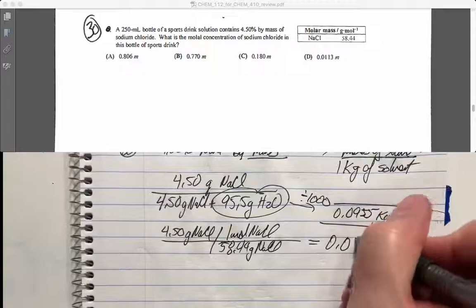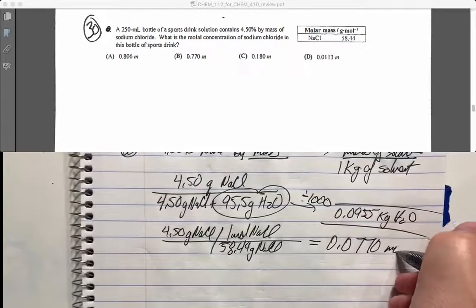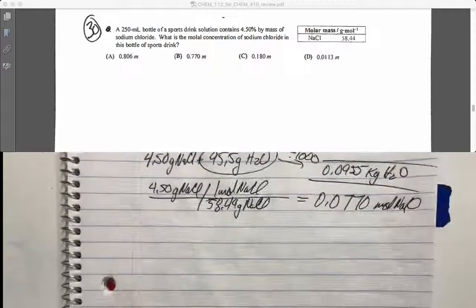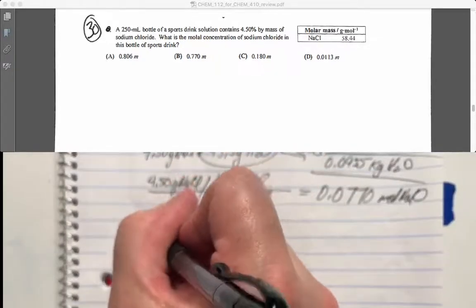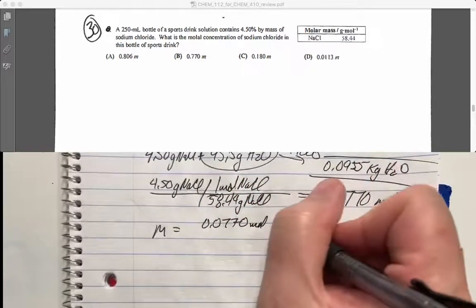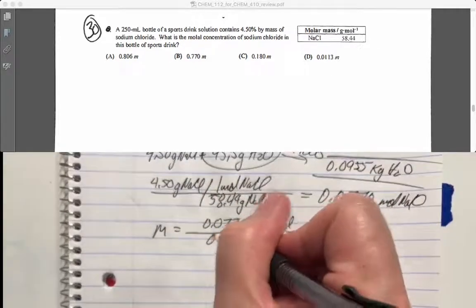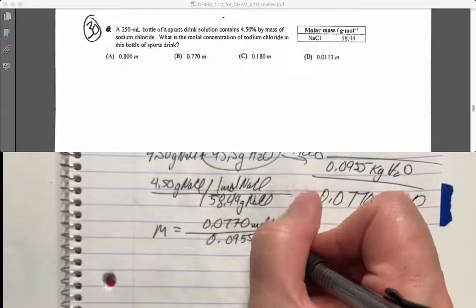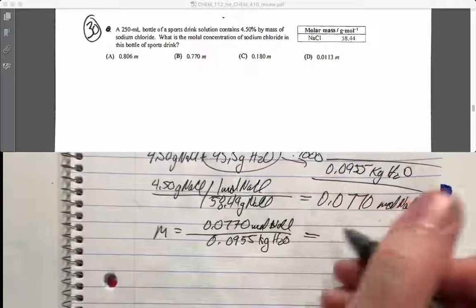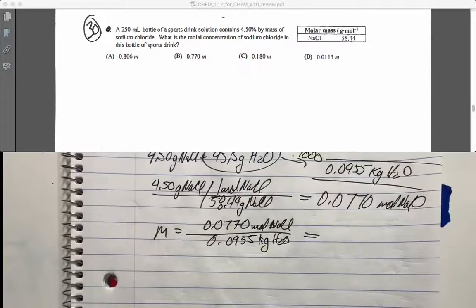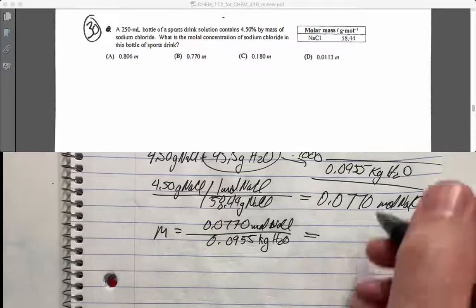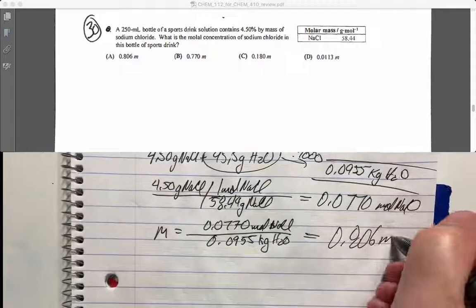Okay, 0.0770 moles of NaCl, almost there. Molality, 0.0770 moles of NaCl over 0.0955 kilograms of water. 0.806 molality.